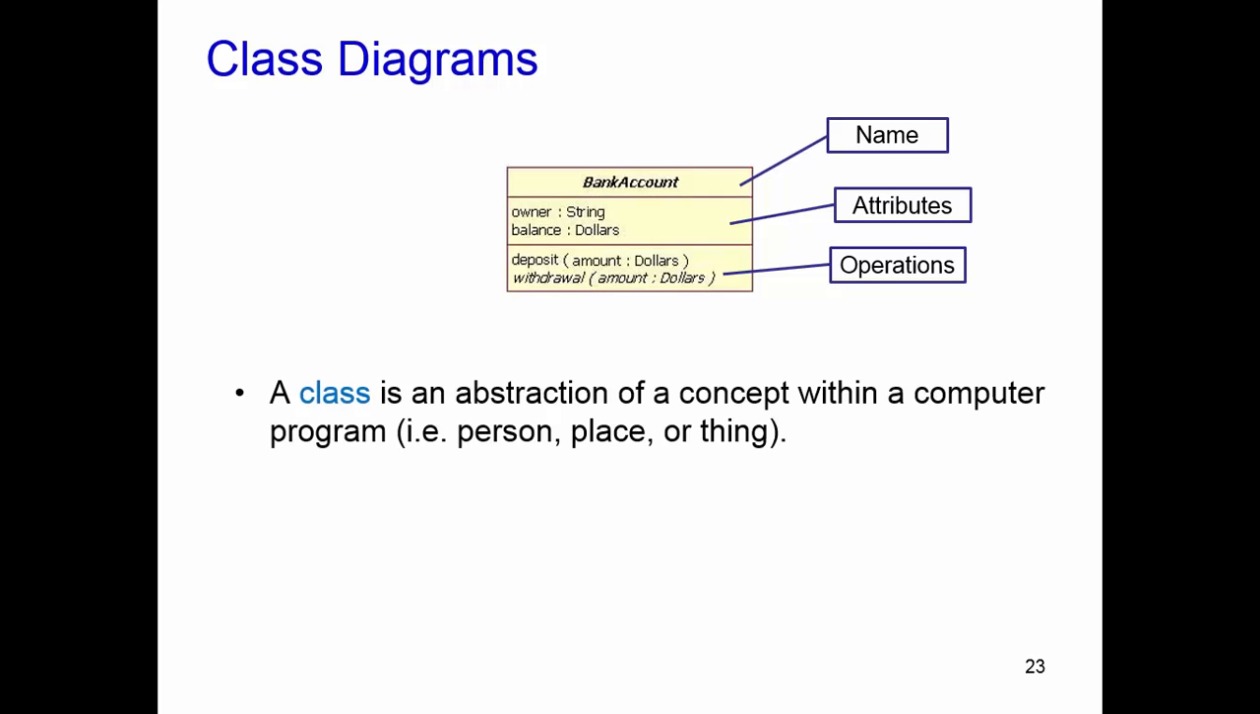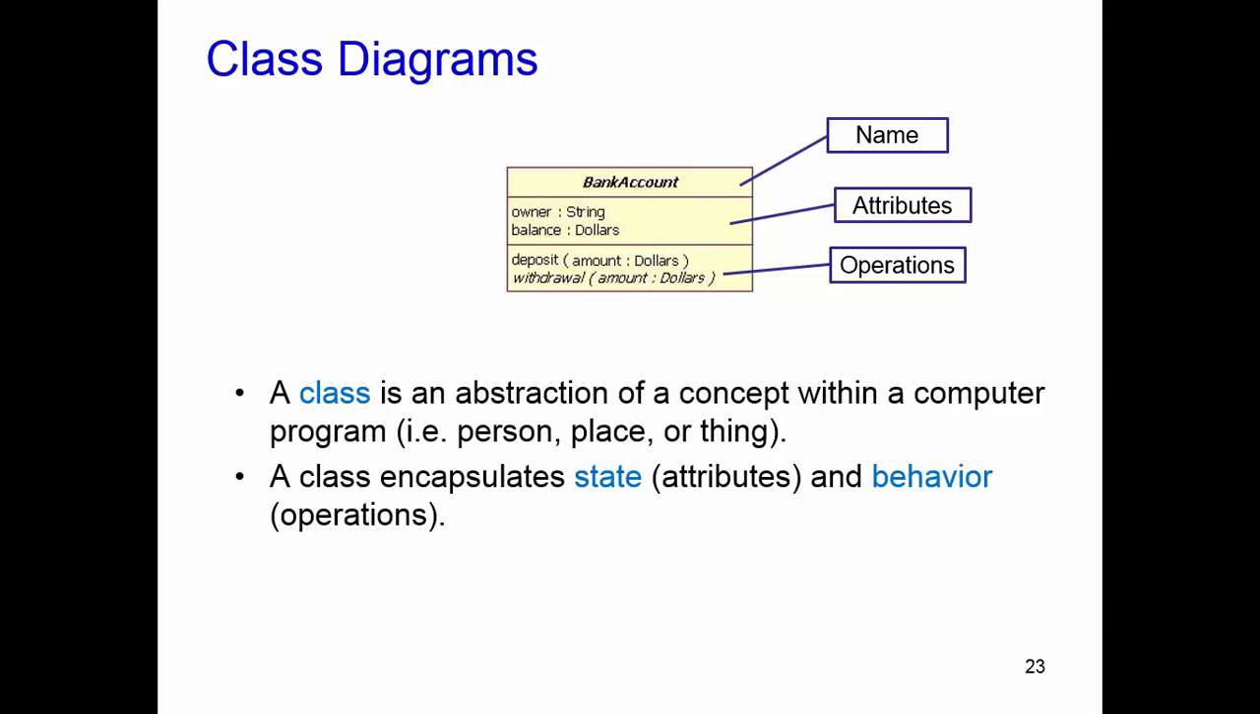So a class is an abstraction of a concept within a computer program. Again, this is based on the concept of defining software. A class encapsulates state, attributes, and behavior, operations. The class name is the only mandatory information. So if you're defining your classes, the only required information is the name. All the other information will be additional.